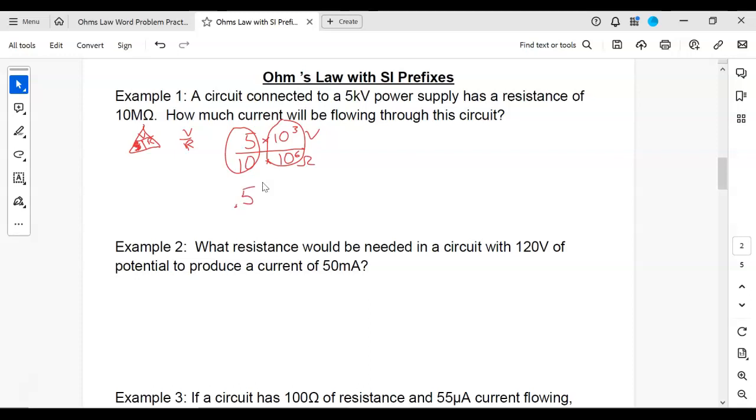And then 10 to the third divided by 10 to the 6th. Well, remember, you have to subtract these exponents if we're dividing. So this would give us 3 minus 6, which is negative 3. So 10 to the negative 3. So this is 0.5 times 10 to the negative 3. Now, if we're looking at that 0.5 times 10 to the negative 3, we know that that is milliamps, right? Milli is what we're talking about here. So if we were writing this out, this would be 0.5 milli, and then again, we're solving for current, so the unit is amps.